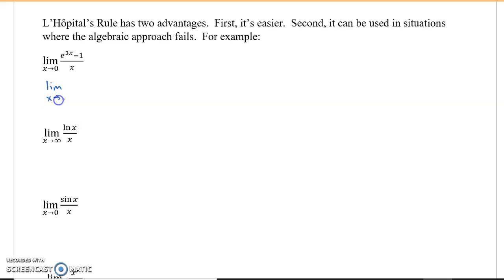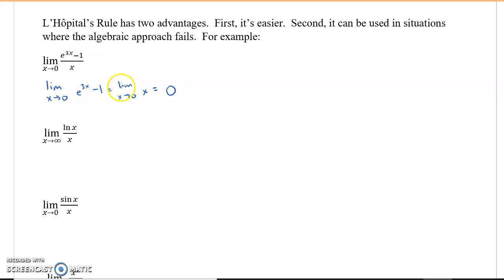we have to check the hypothesis of the theorem. In other words, is it true that the limit of the numerator and the limit of the denominator both equal 0 or a type of infinity? In this case, they both equal 0, right? If you plug in 0 for x here, you get e to the 0, which is 1, and 1 minus 1 is 0. And you plug in 0 for x here, well, you get 0.